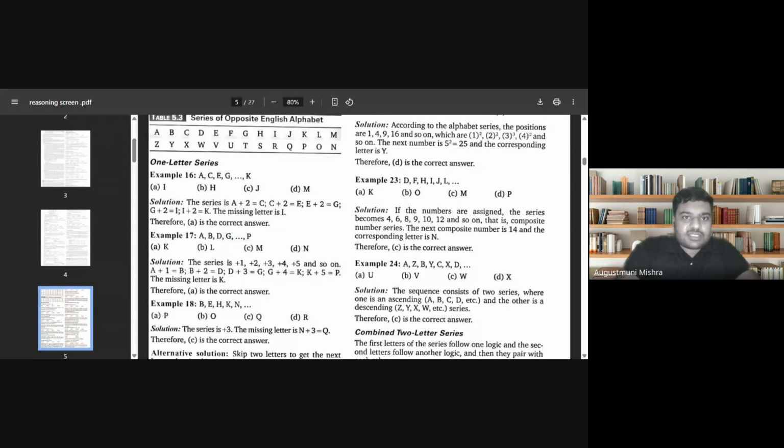Okay, how many parts they missed? So the answer will be K, I think, because of the pattern which I am following. Yes, the missing letter is K. So the pattern is skipping 1, skipping 2, skipping 3, then skipping 4. So you will move like this in the letter series. Is that clear to everyone?